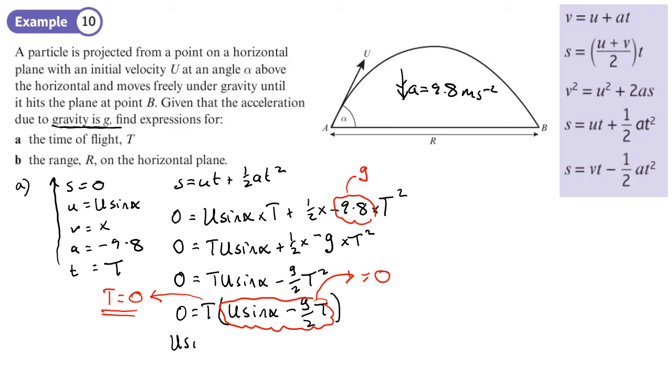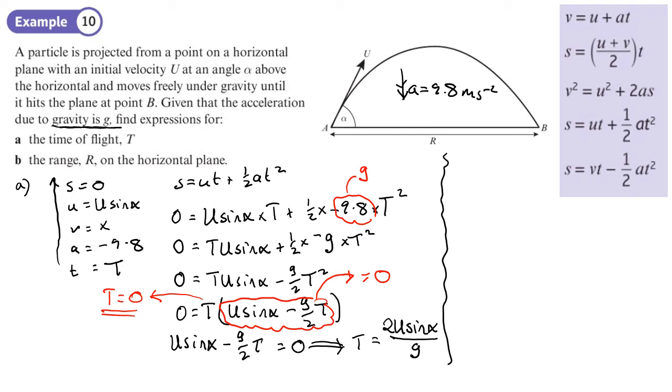So U sine alpha minus g over 2 T equals 0. From there, we just need to make T the subject. So T will equal, if I take the U sine alpha across and then divide that by g over 2, which is the same as timesing by 2 over g. So there we go, that's the time of flight. If we knew what U was and what the angle was, then we've got the time of flight. Okay, part B.